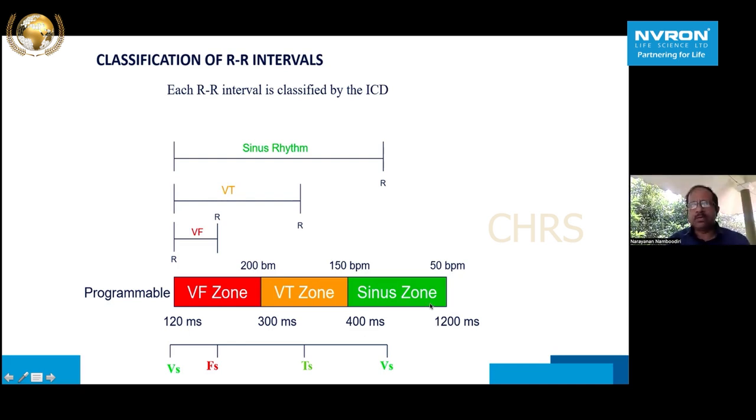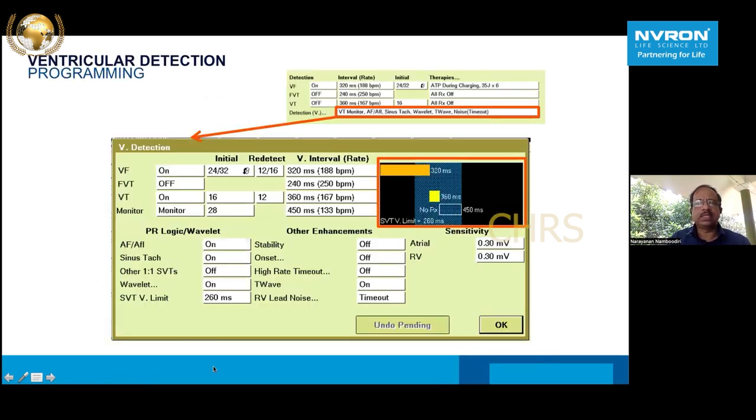So here 50 to 150 is classified as sinus, because even if you have a VT between 100 and 150, it would be recognized as sinus only. That is some disadvantage in this, but it is very important to avoid unnecessary shocks during exercise, etc. So this will be recognized as V sense, tachycardia sense, and fibrillation sense, let us say.